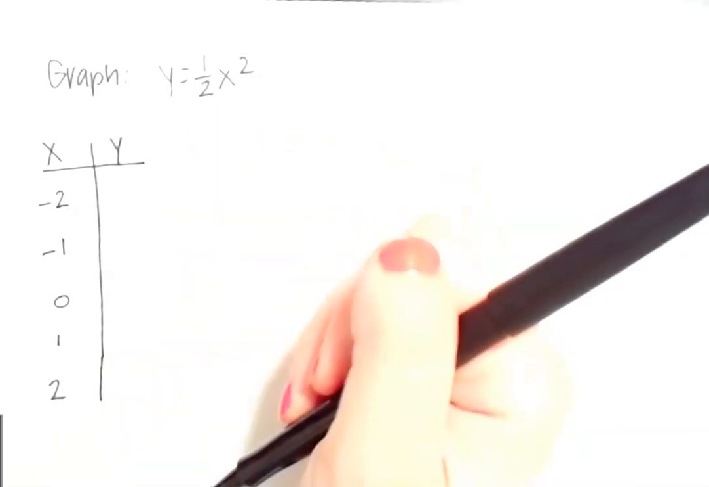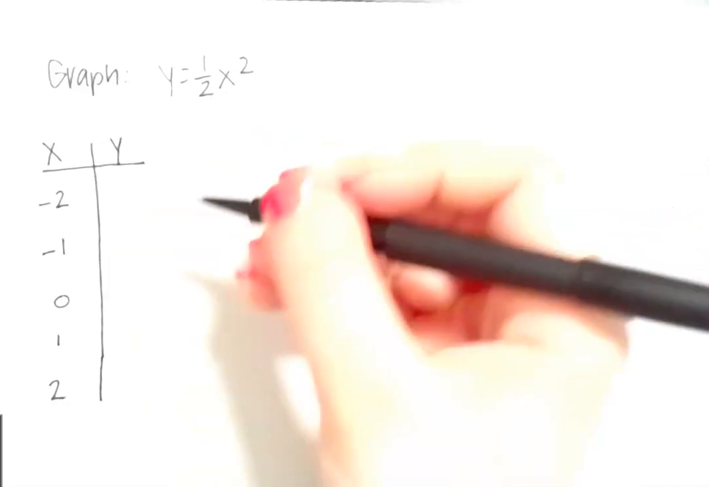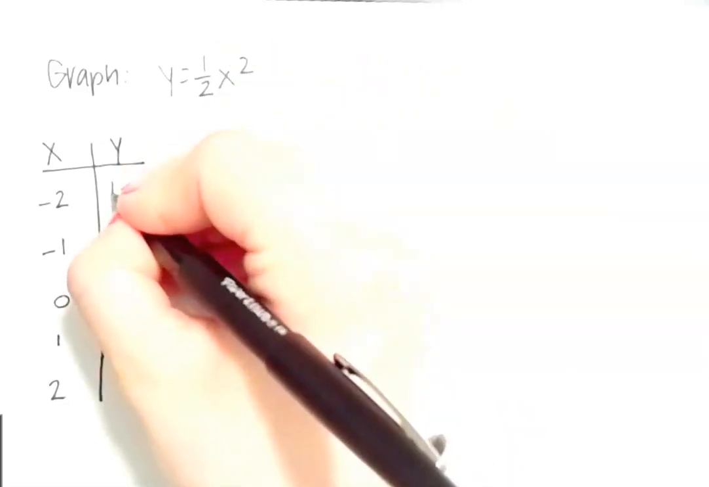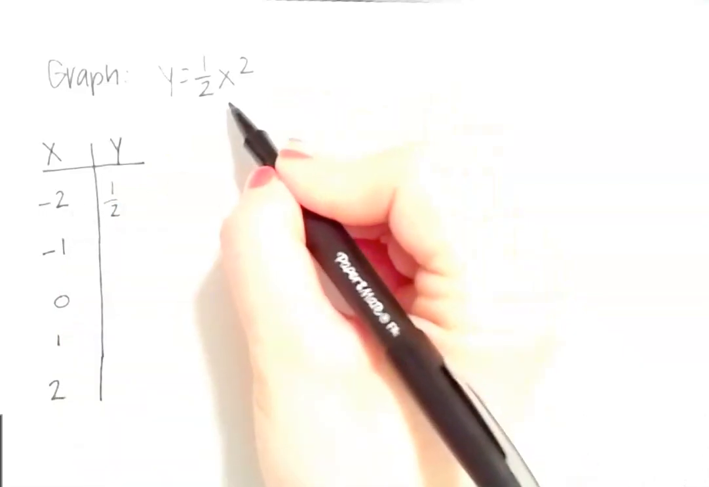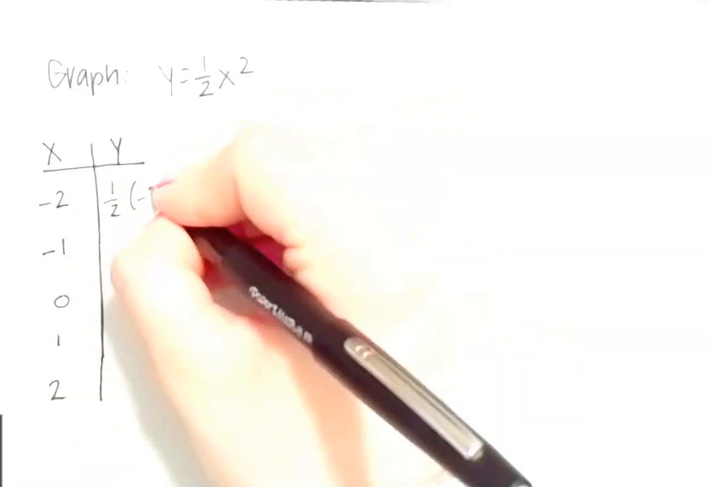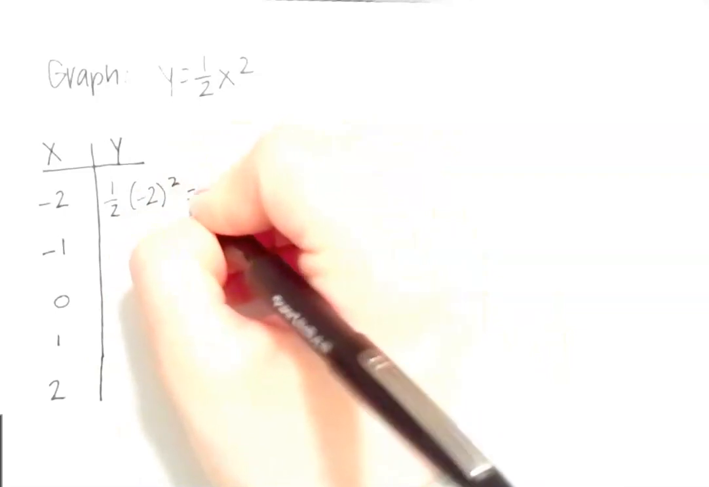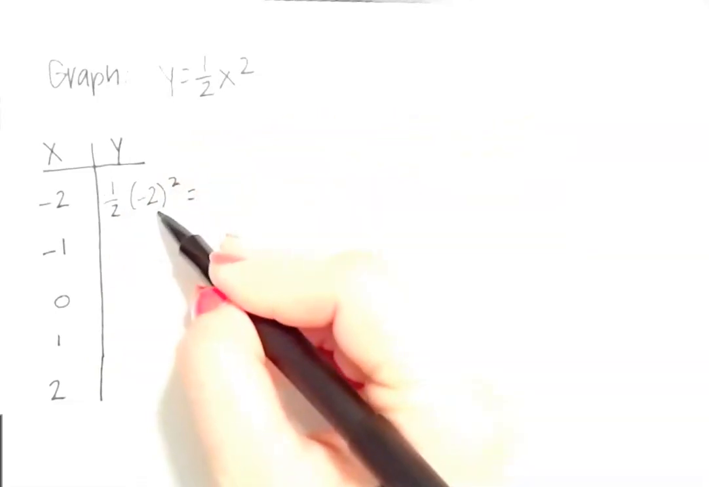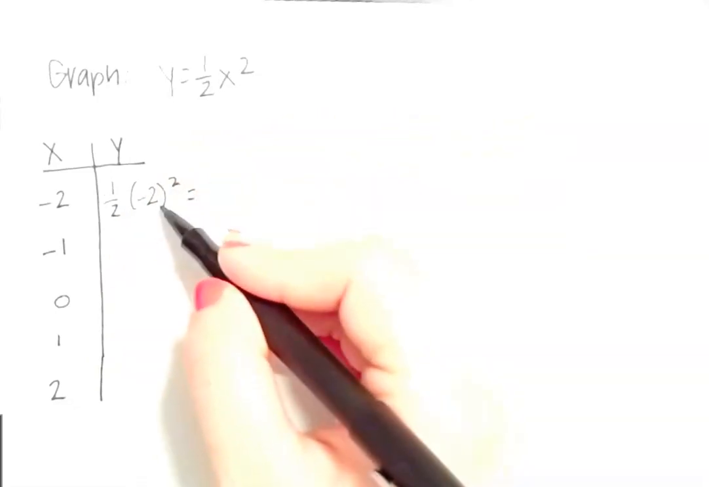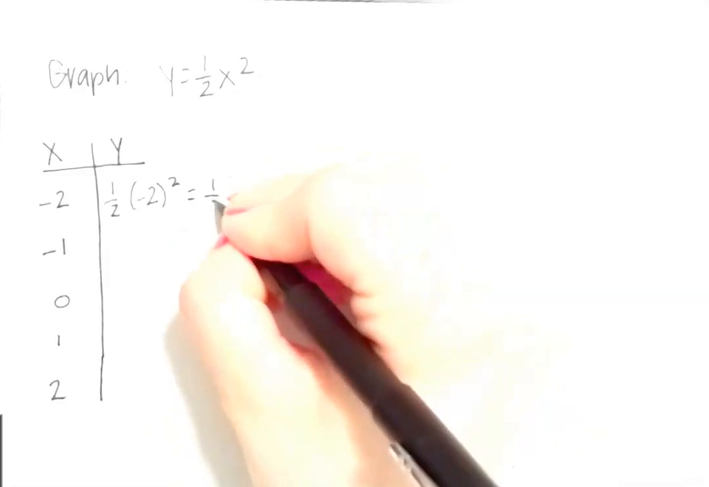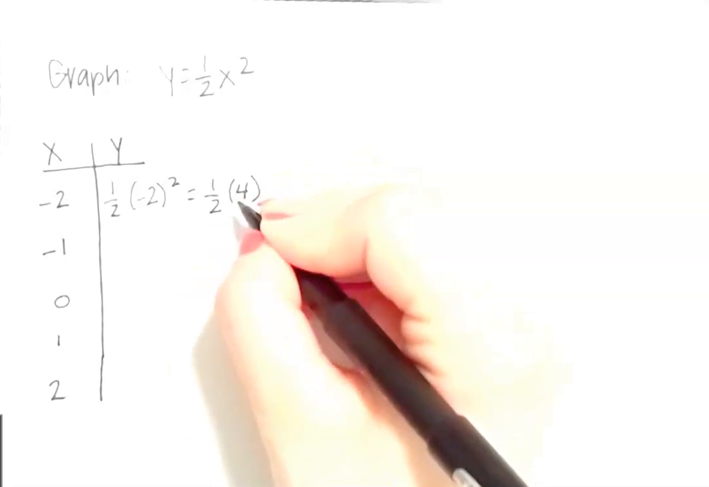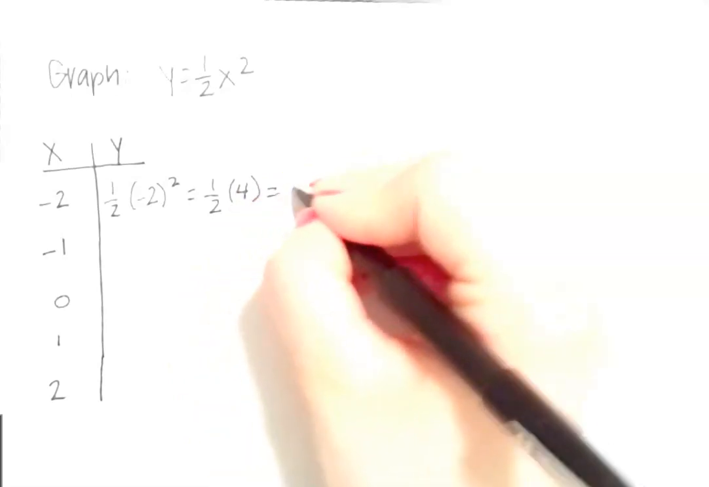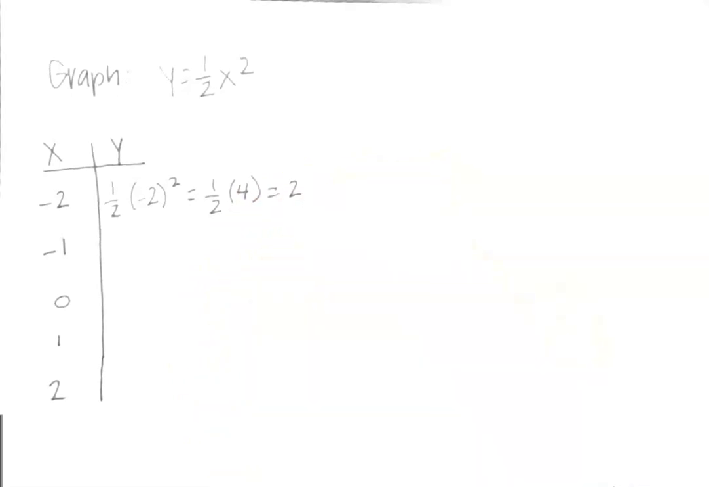And now from here, we're going to plug that into our equation. So the half comes out in front because I'm not doing anything to that. But now I'm going to plug in -2 for x squared. So first I have to square -2, so -2 times -2 is 4. Now what's half of 4? Or 4 times a half is just 2. There we go.